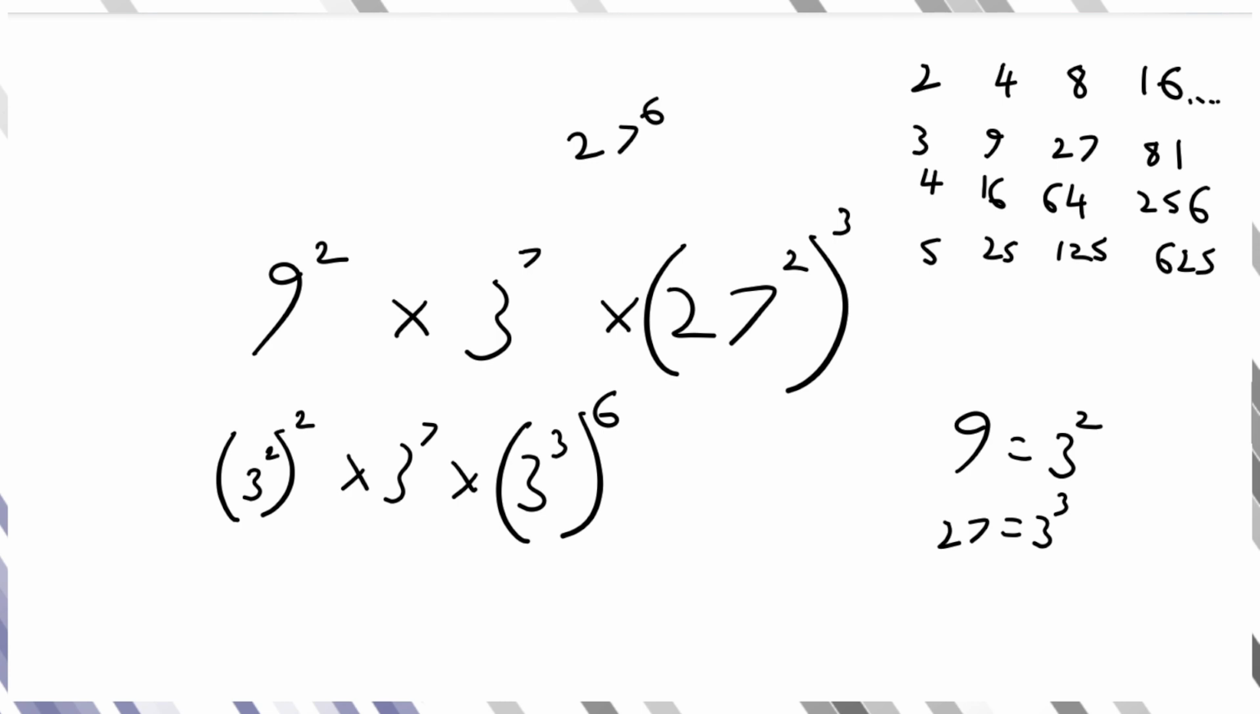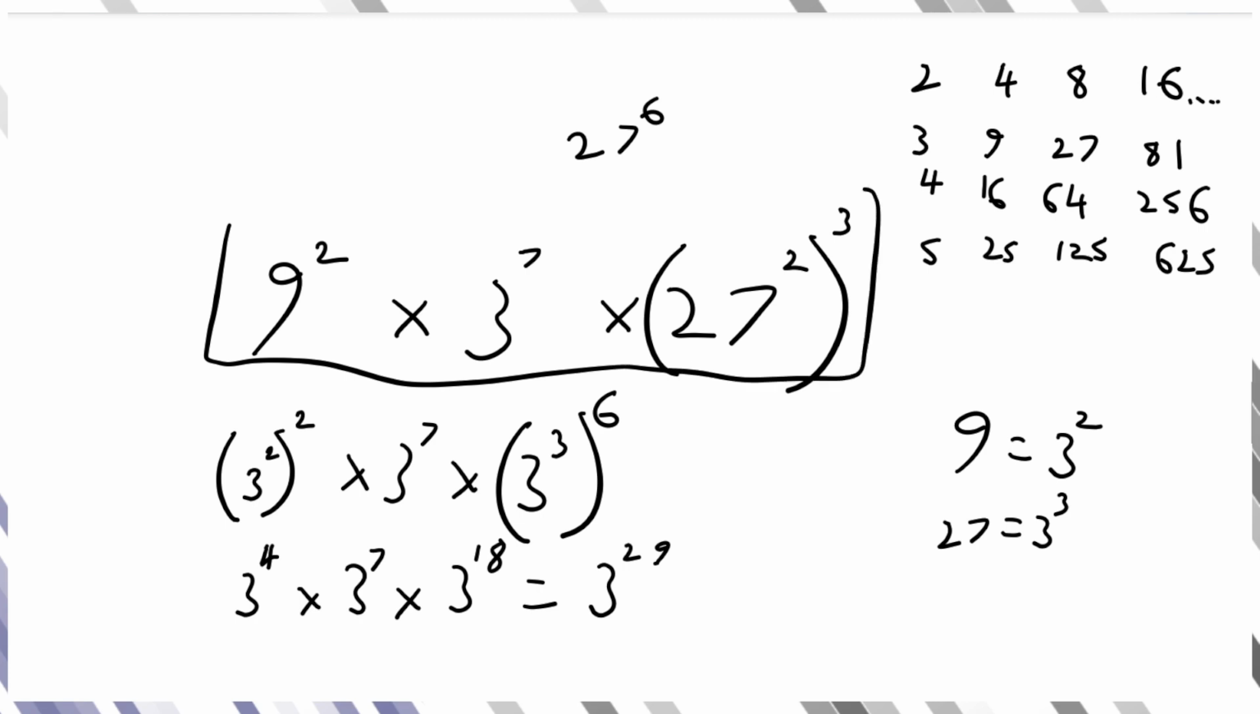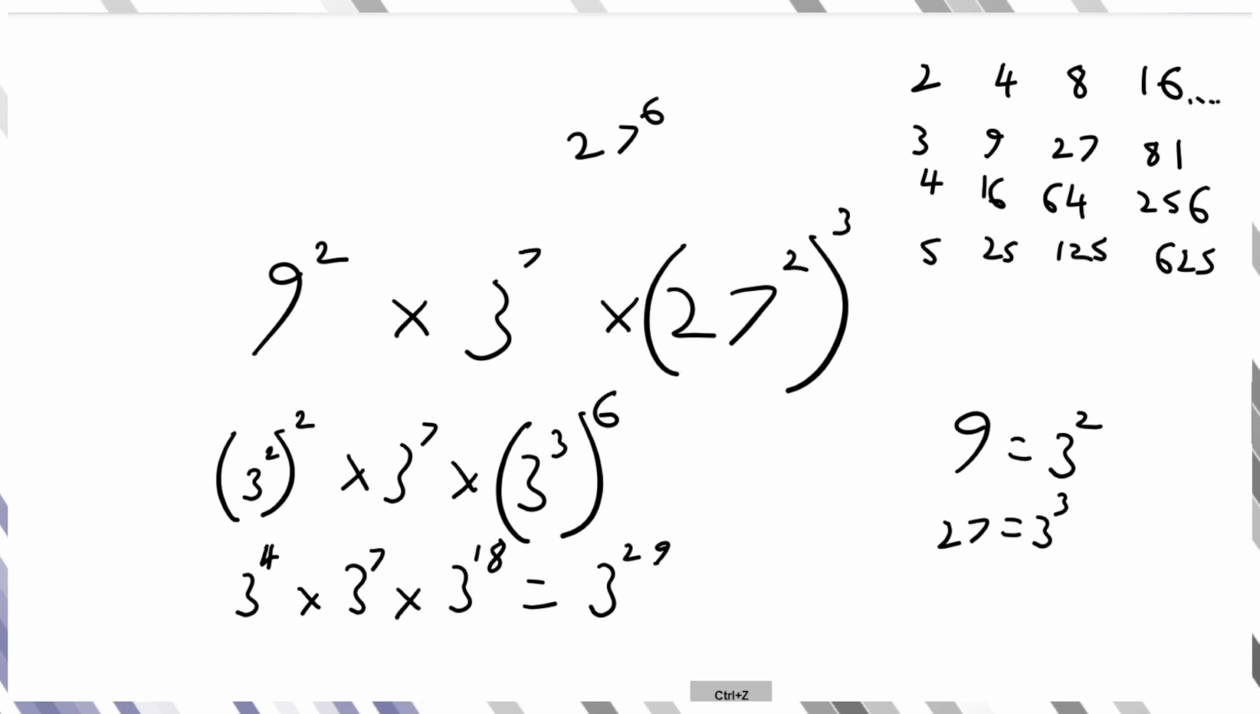We could do 3 squared squared, that's 3 to the power of 2 twos, which is 4. 3 to the power of 7, and 3 to the power of 3 times 6, which is 18. And then we can add all of the powers together to get 3 to the power of 29. All of that is a power of 3, 3 to the power of 29.